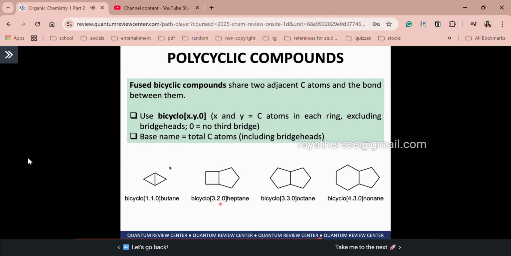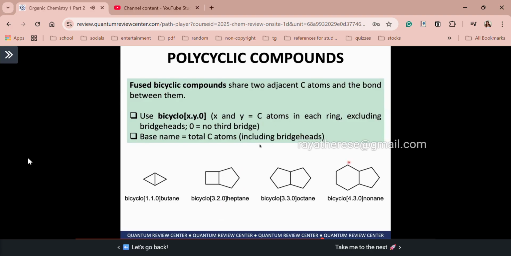For our larger ring, that corresponds to our x atoms here. Class, this one is our larger ring. How many carbons excluding the bridgeheads? 1, 2, 3. And for the smaller ring, obviously we have 1, 2. I hope you won't be confused, class. Again, we exclude the bridgeheads. For all polycyclic compounds, in terms of the naming inside the bracket, we exclude the bridgeheads.